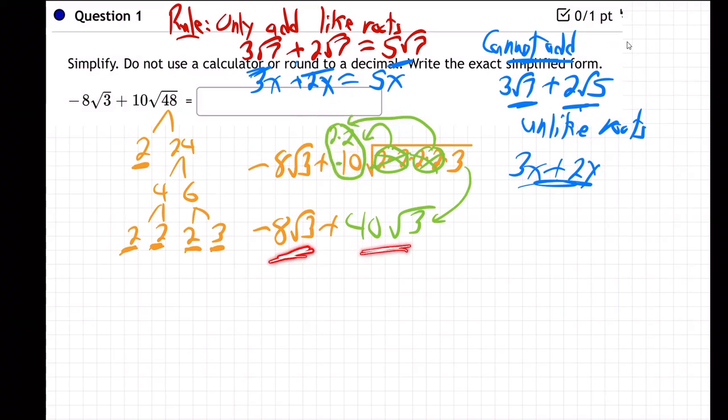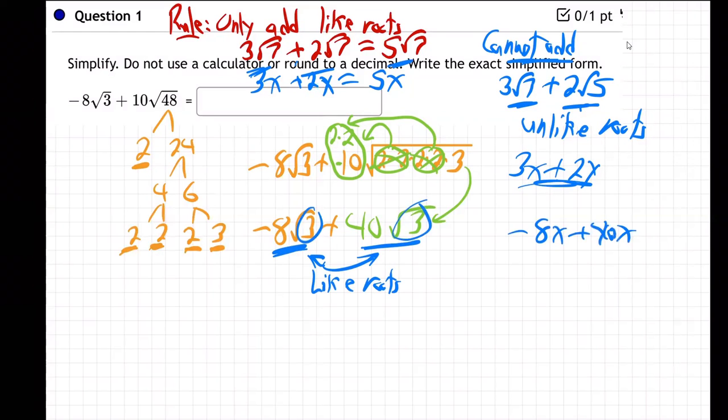Now these two I can combine, can't I? 40 take away 8. What is that? That's because these are like roots, right? See what I'm talking about now? These are like roots. They have the exact same root pattern, right? Both are root 3's. So I can do the numbers in the front. Just like minus 8x plus 40x, you would just subtract them, right? 40 minus 8, 32x. Here it's going to be 32 root 3, and we're done.